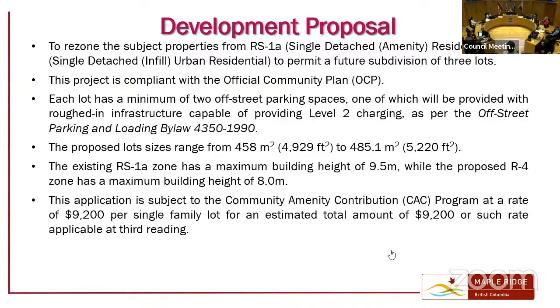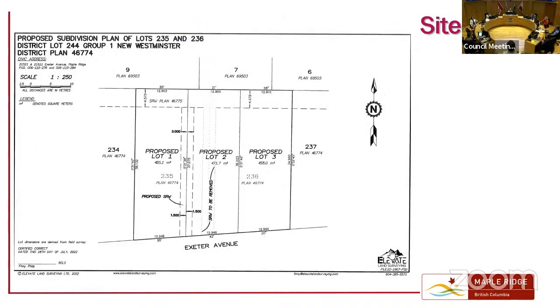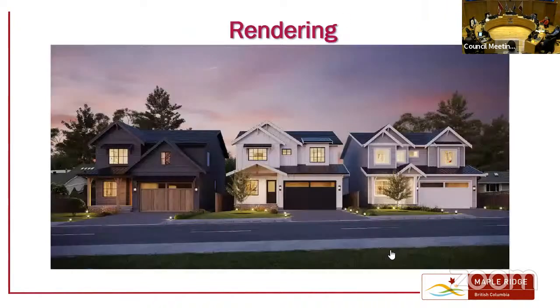The existing RS1A zone has a maximum building height of 9.5 meters, and the proposed R4 zoning, although smaller lots, has a maximum building height of 8 meters, a lower building height of about 1.5 meters or 5 feet. The application would be subject to the payment of 1 amenity contribution of $9,200, as only 1 additional lot is being created. And this is a proposed subdivision layout showing the 3 lots being created from the 2 on the north side of Exeter. Here's a rendering of the proposed houses from the developer fitting within the R4 zoning.